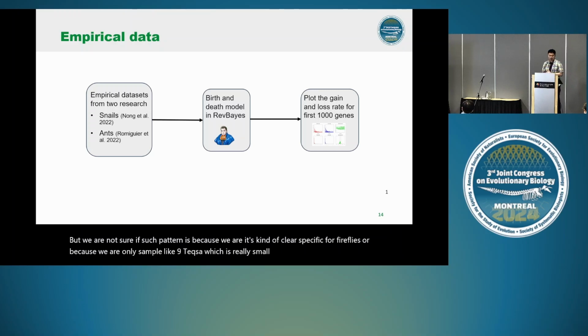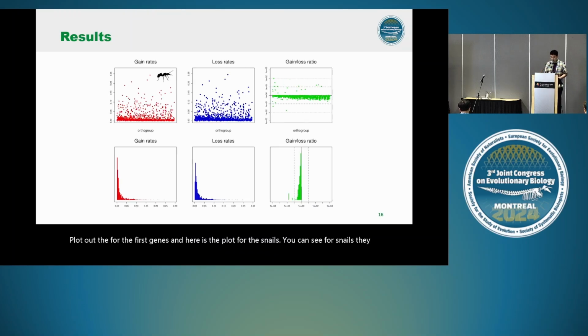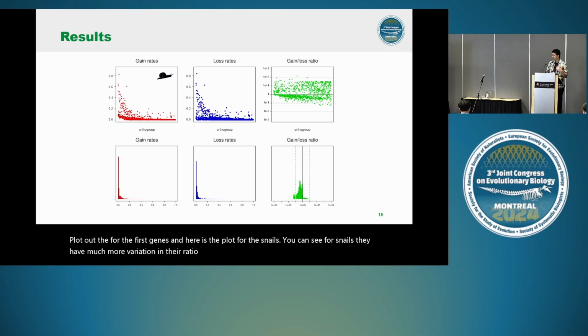So we tried our model with 2 empirical data sets. One is snails, which has around 25 taxa. One is ants, which have around 80 taxa. And we did similar things. We just put them into our model and plot out the gain and loss rate for the first 1,000 genes. And here are the plots for the snails. You can see that snails have much more variation in their ratio compared to fireflies.